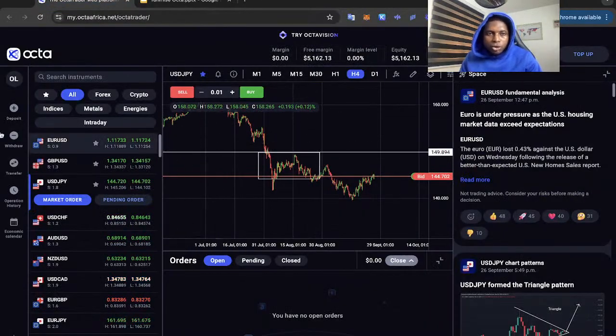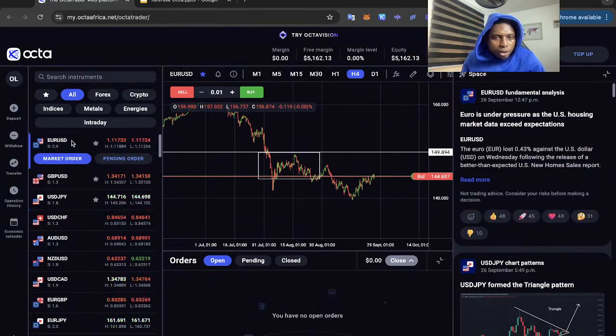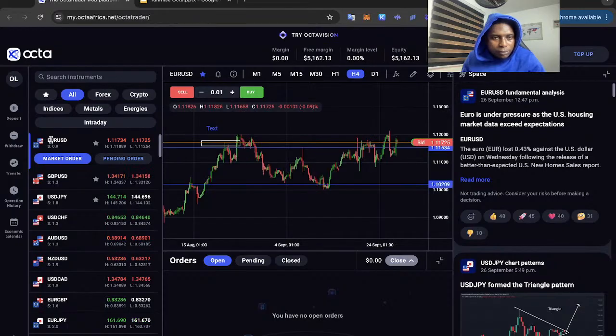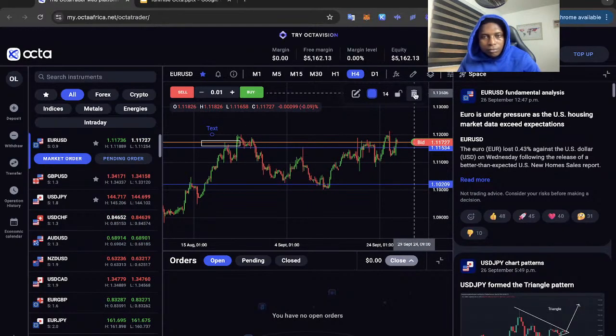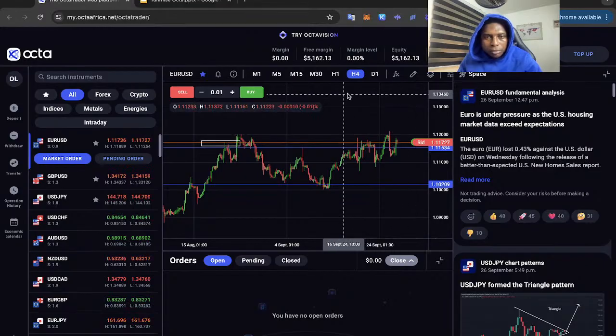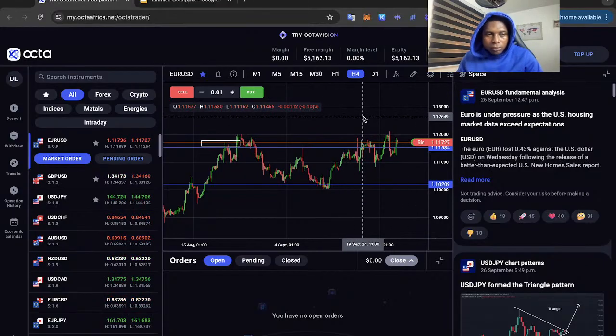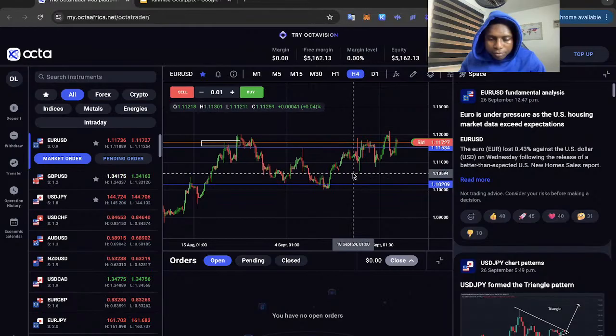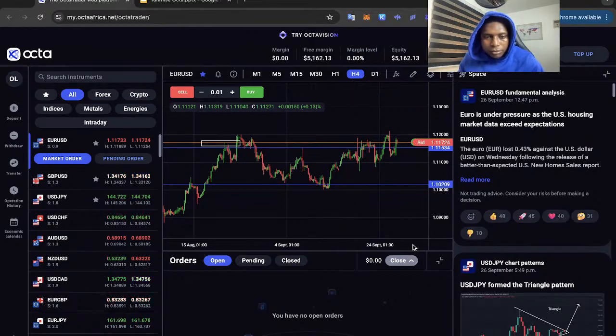All right, so here we are using our Octa Trader app, and let's go to EURUSD. All right, so this is the EURUSD chart. So here's our EURUSD chart.